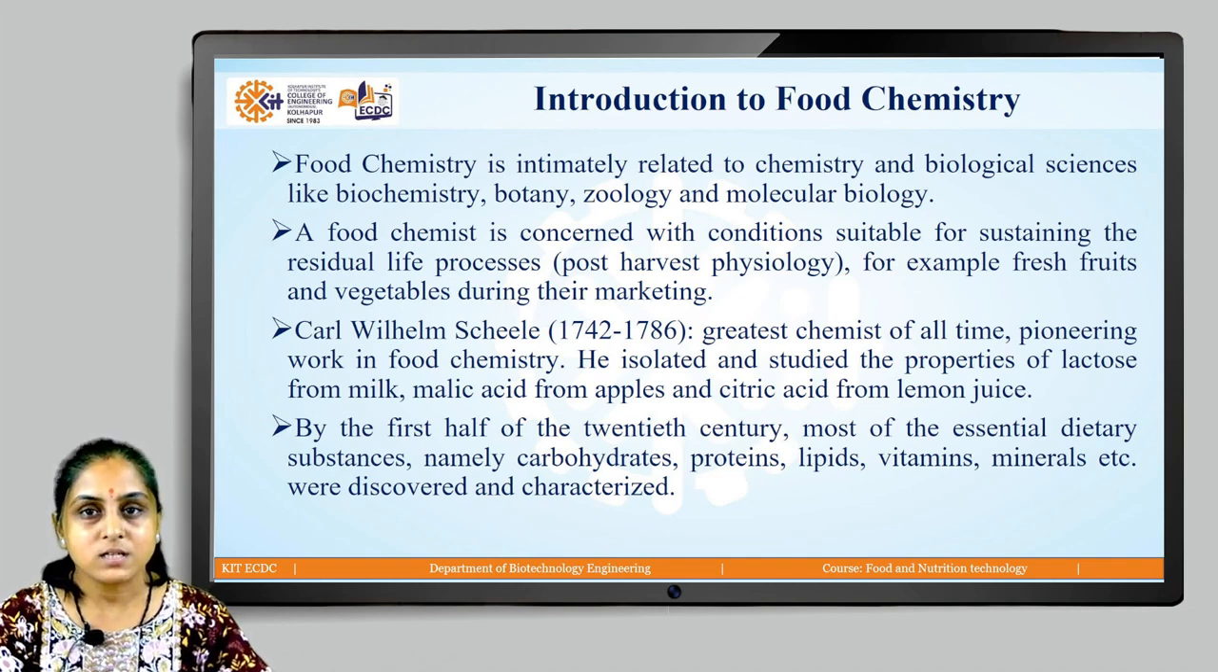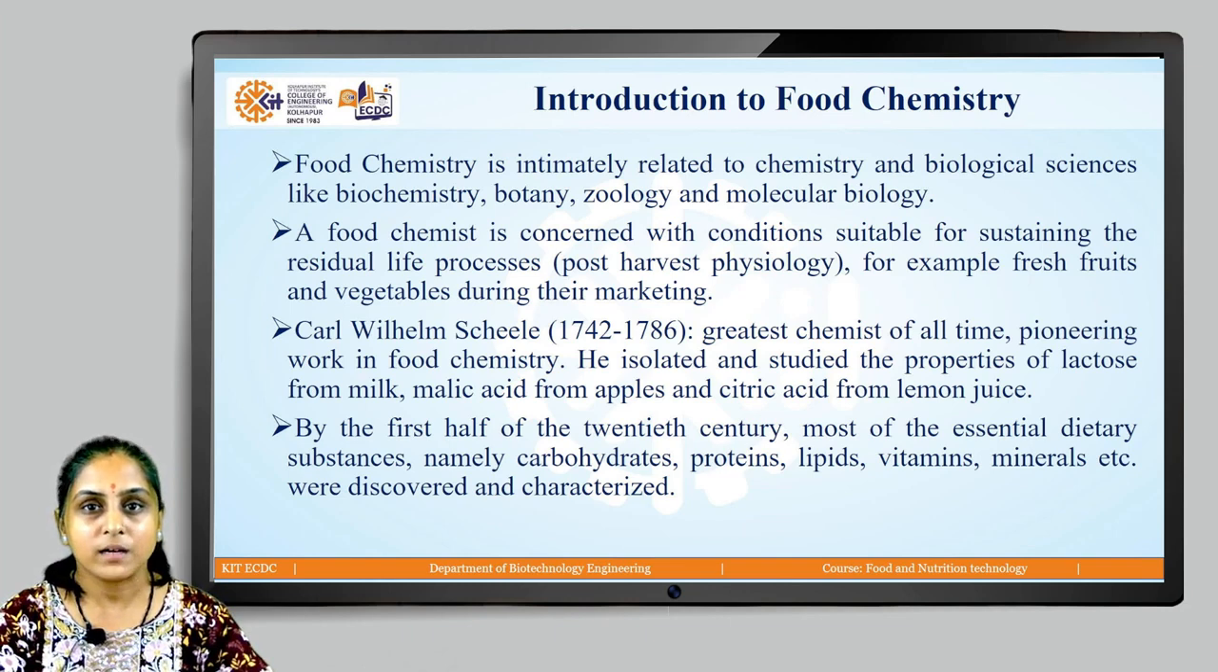Food chemistry is related to chemistry and biological sciences like biochemistry, botany, zoology and molecular biology. A person working in food chemistry is known as a food chemist, who is concerned with conditions that are suitable for sustaining the life process, the residual life process, that is, the post-harvest physiology of a food substance. For example, it could be fresh fruits and vegetables during their marketing. So basically, a food chemist will be working to sustain the shelf life of food products.